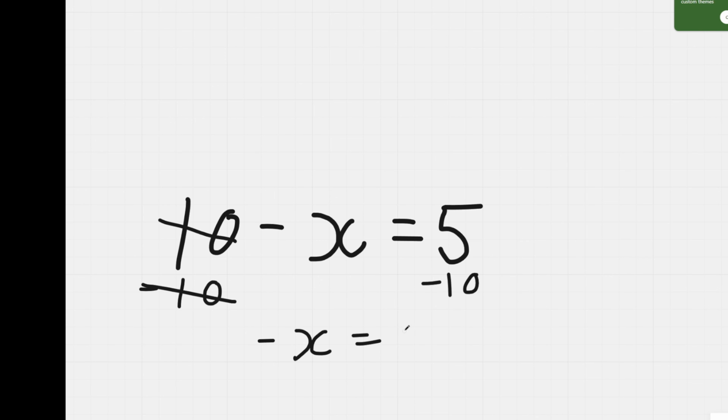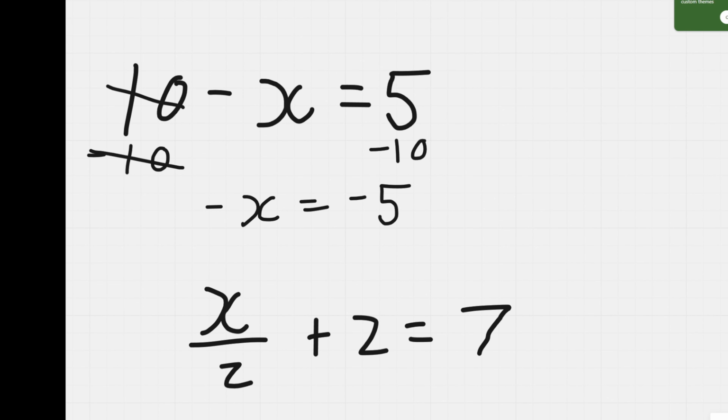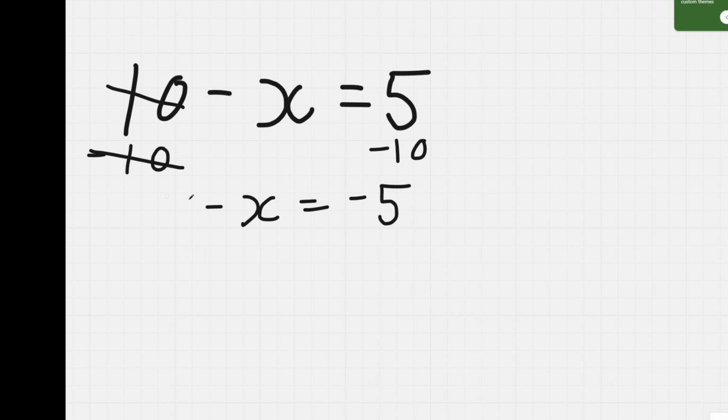What is 5 minus 10? 5 minus 10 is negative 5. Let me just erase this. We'll write that down later. So now I have negative x equals negative 5.